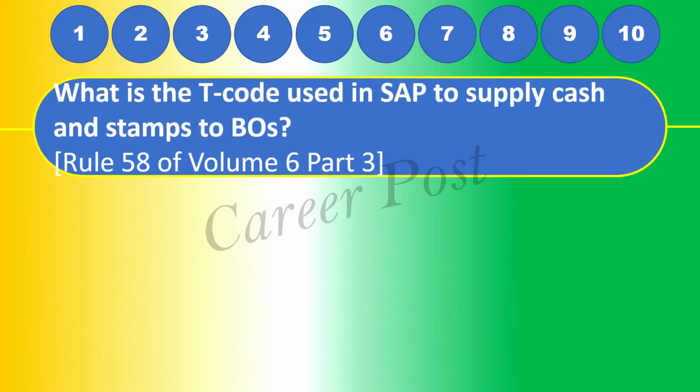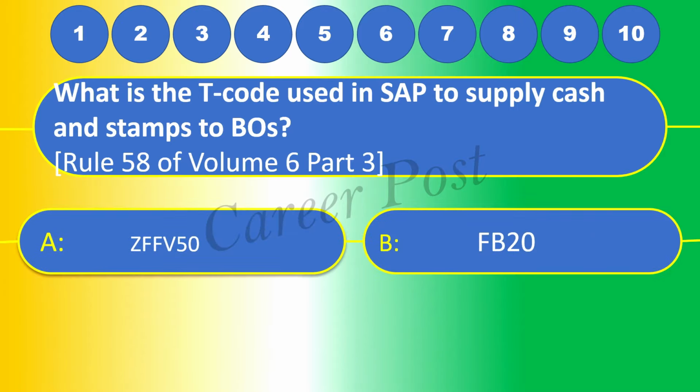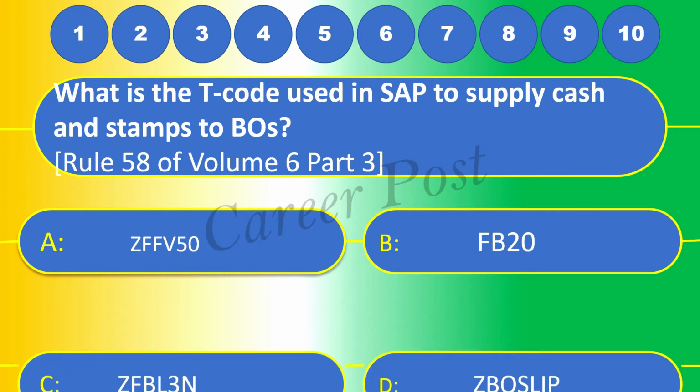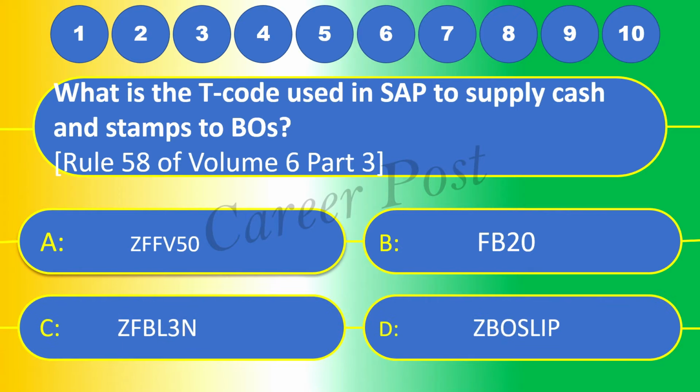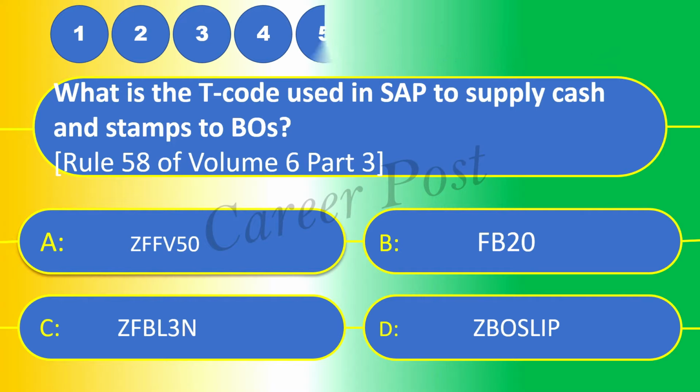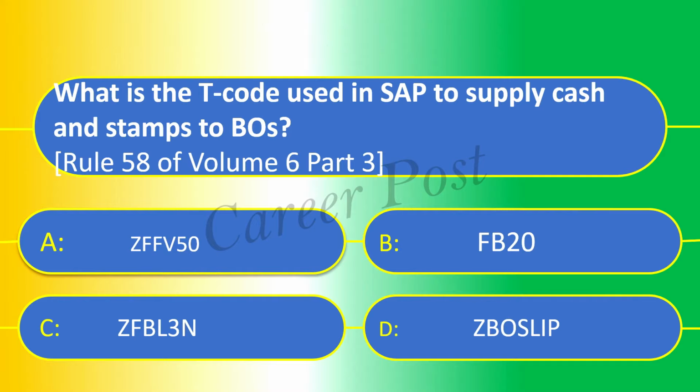Next question. What is the T code used in SAP to supply cash and stamps to BO? A. ZFFV50, B. FB20, C. ZFBL3N, D. ZBO slip. Rule 58 of Volume 6 Part 3. Your time starts now. Cash and stamps to BOs. Generally cash. The answer is ZFFV50.